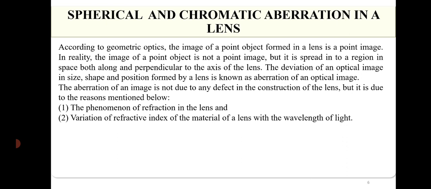Spherical and chromatic aberration in a lens. According to geometric optics, the image of a point object formed in a lens is a point image. In reality, the image of a point object is not a point image, but it is spread into a region in space, both along and perpendicular to the axis of the lens. The deviation of optical image in size, shape, and position formed by a lens is known as aberration of optical image. The aberration of optical image is not due to any defect in the construction of the lens, but it is due to the reasons mentioned below.